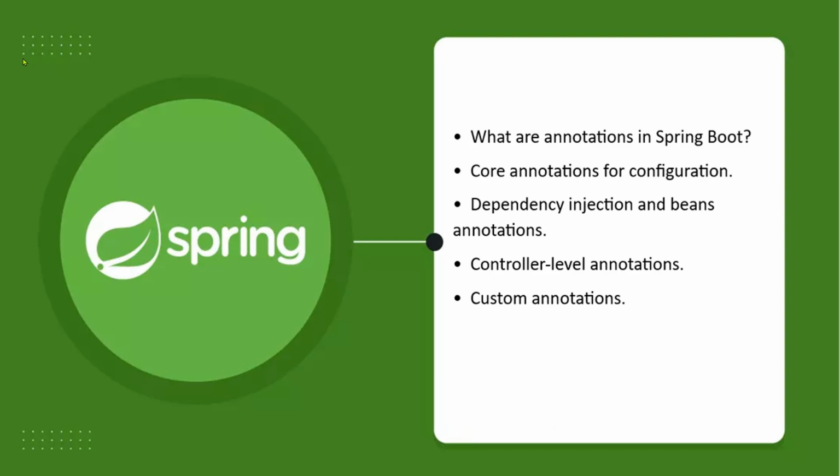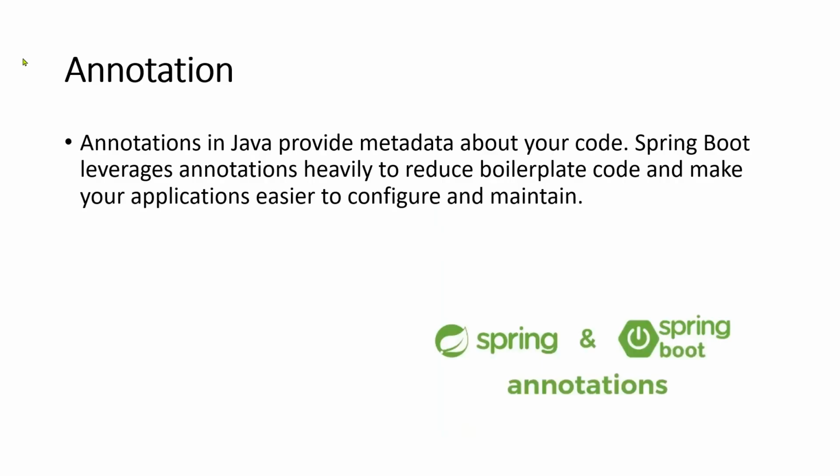First, let's quickly define what annotations are. Annotations in Java provide metadata about your code. Spring Boot leverages annotations heavily to reduce boilerplate code and make your application easier to configure and maintain. Some examples you have probably already seen are @Override in Java and @Autowired in Spring Boot.